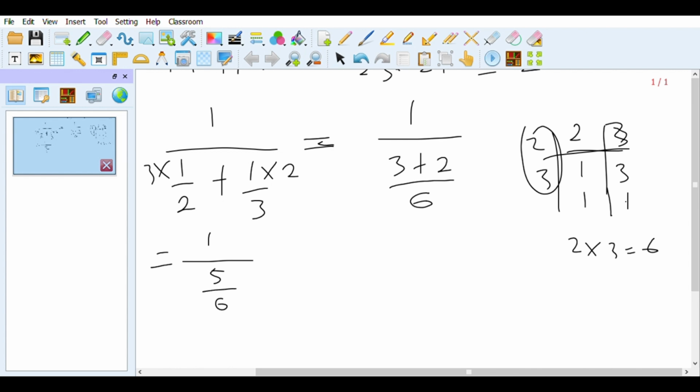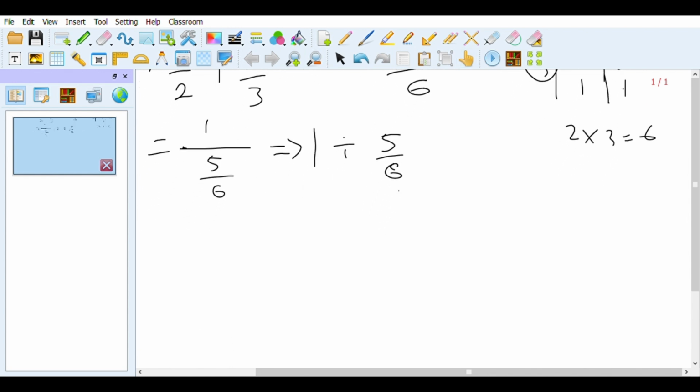over 6. Okay, remember that this can be written as 1 divided by 5 over 6. This is division. Remember, when we talked about division by fraction, if you want to divide a number by a fraction, it simply means you can change that division to multiplication. In that case, you take the inverse of the fraction. That means 6 will become the numerator and 5 will become the denominator. So we have 1 times 6 over 5.